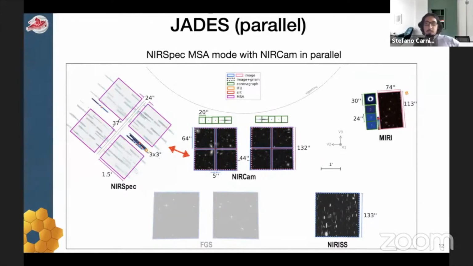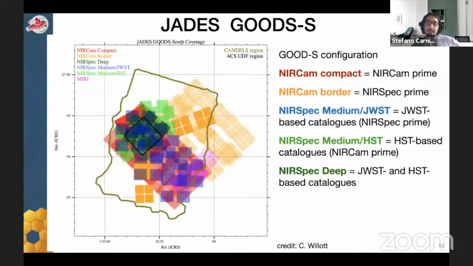Just to show you a general idea, this is the scheme that we are going to use for GOODS-South. Initially we observe with NIRCam. NIRCam will be the prime instrument, and with NIRSpec we observe galaxies selected by JWST. Then we follow up with NIRSpec. Once we analyze the NIRCam observations, we make our MSA mask by using the NIRCam observations.